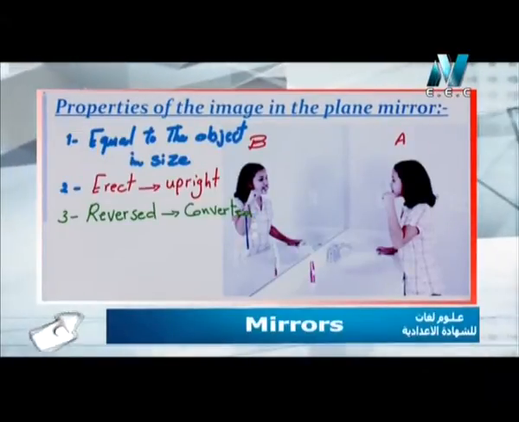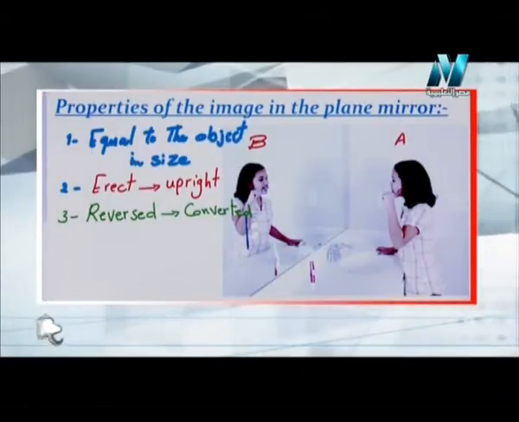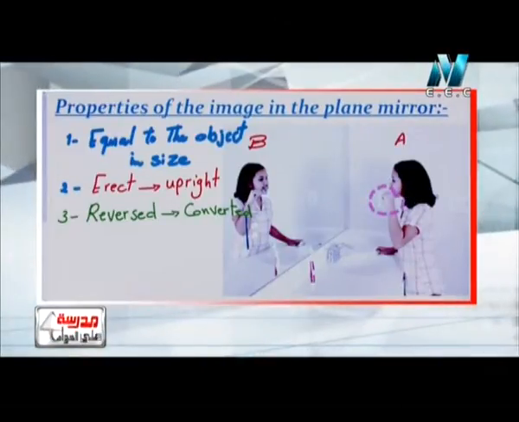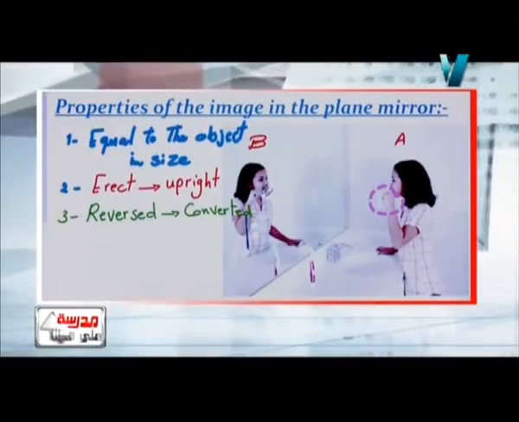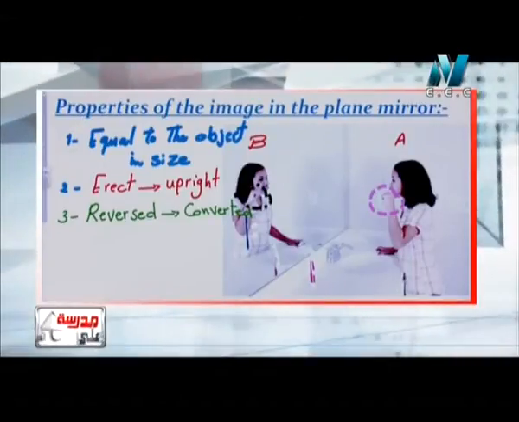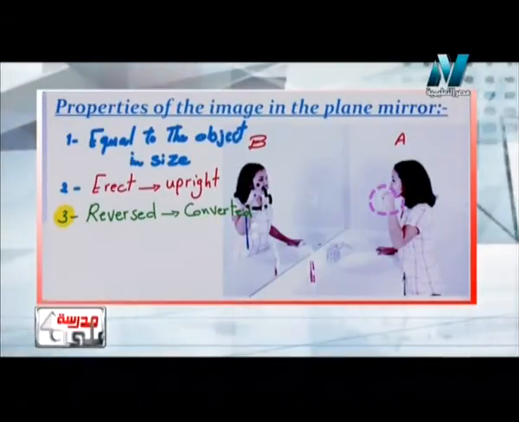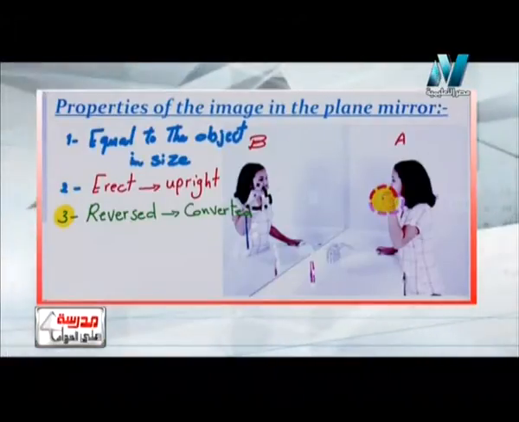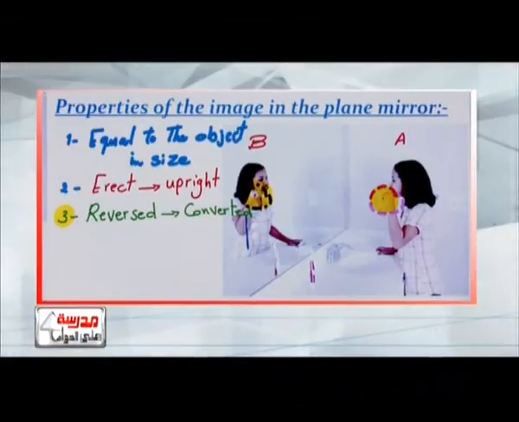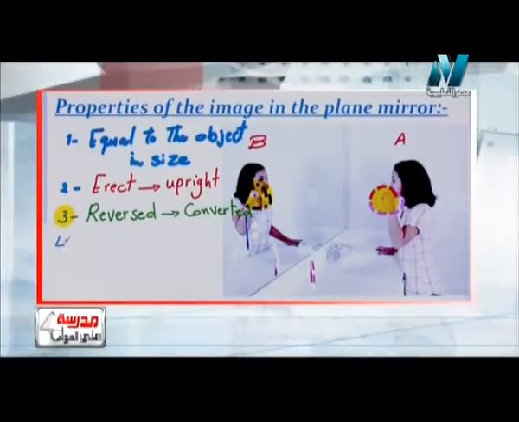If we want to explain this point, this girl raises her left hand, but in the image we have the right hand raised. So for the third property, here we have the left hand and here the right hand. So the image is converted, or reversed.